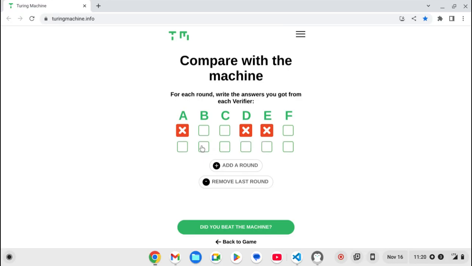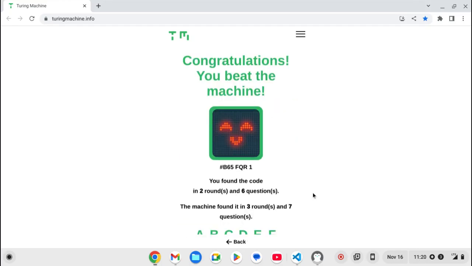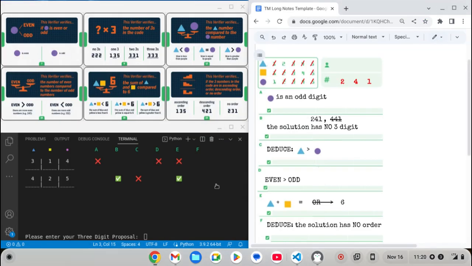In the second round, we tested the remaining two. B was correct, C was incorrect. But we did get the sum of the first two to be 6, which was correct, and we outright deduced F. So how do we do? Okay, so we beat the Turing machine by one question. Well, always great when we can achieve that.